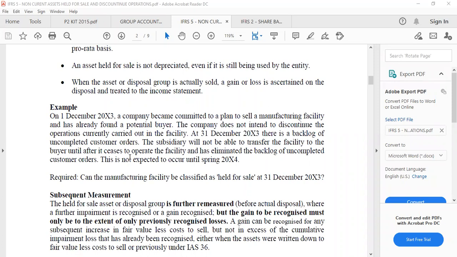So if they continue operating the facility for 5 years, are they going to? They say a non-current asset held for sale should not be used. It should just be there. You are still using the thing, and you are not willing to transfer it. If you are going to cease your operations in 5 years' time, it means that the asset will be transferred in 5 years' time, which goes against one of the conditions. So although they have a potential buyer, yeah.